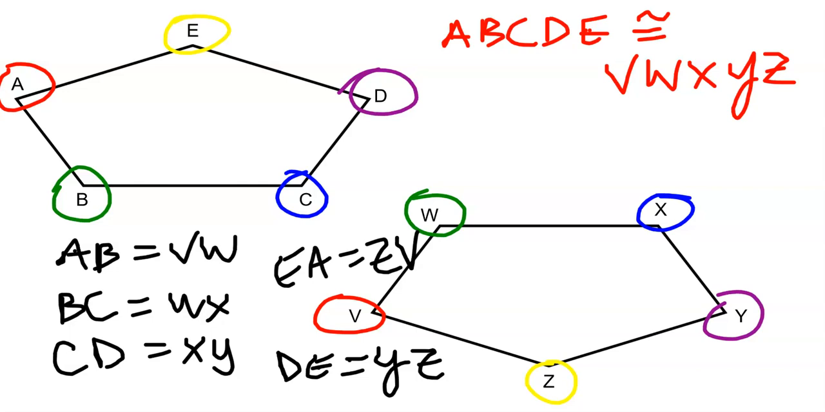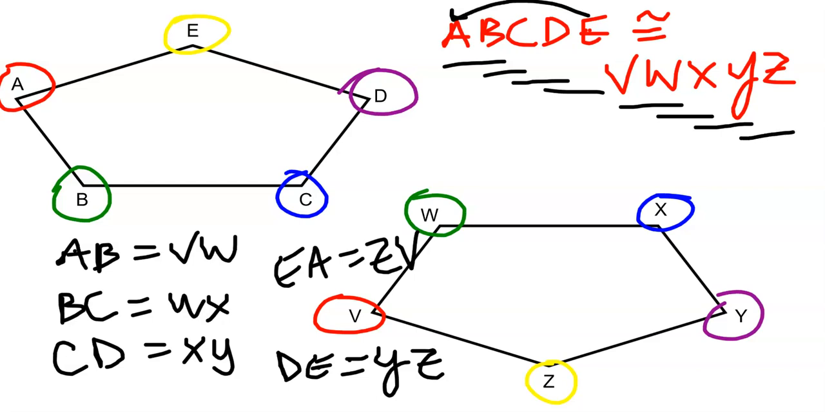So again, we can take the naming and say AB and VW, those are the first 2 vertices, BC and WX, CD and XY, DE and YZ, and then EA and ZV, or we can just name the congruent angles and walk along and around the figures in the same orientation.